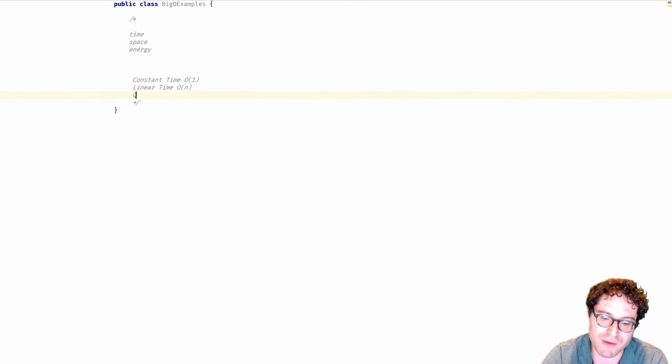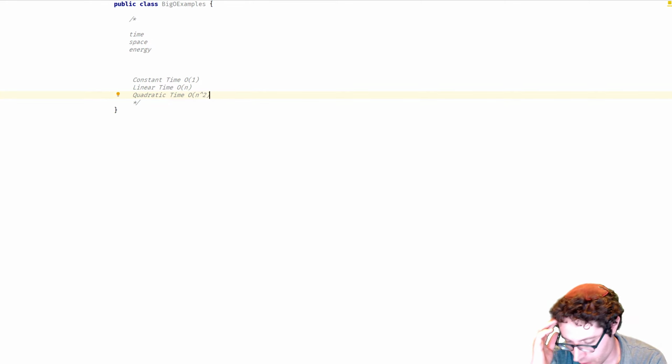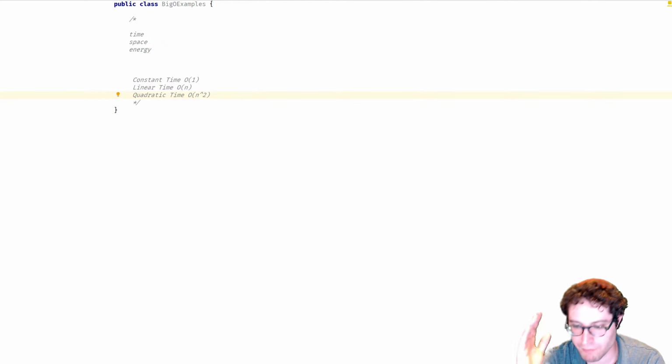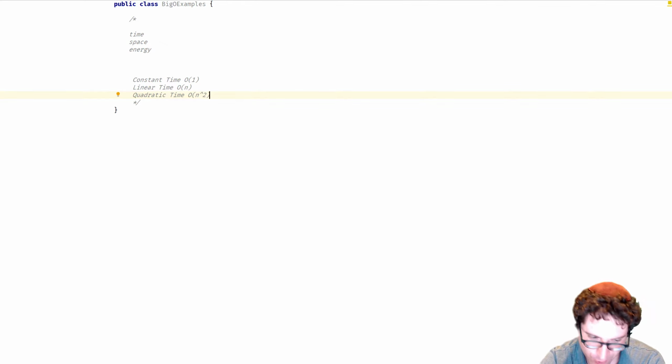And then finally, you've got a quadratic relationship, that's O of n squared. And that means that when I add one more item, I add a whole lot more work to do. That means when I double the amount of items I have to work with, it's going to take 4 times as long. Or when I have 10 times as many items, it's going to take 100 times as long.